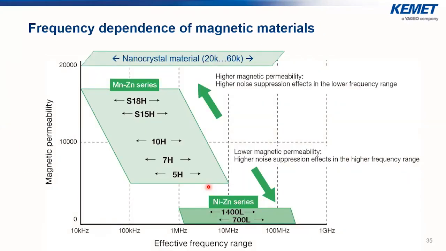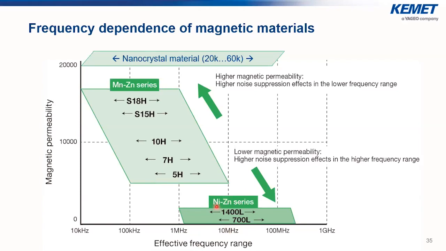The behavior of a material also depends on the frequency. At KEMET, in general, we have different kinds of materials. If you look at the manganese zinc ferrite, we have different materials inside this big class. Magnetic permeability is quite good, but as you can see here, the frequency range is not so high. So we have higher noise suppression effects in the lower frequency range. If we have some noise here in the higher frequency range, we have to choose another kind of material.